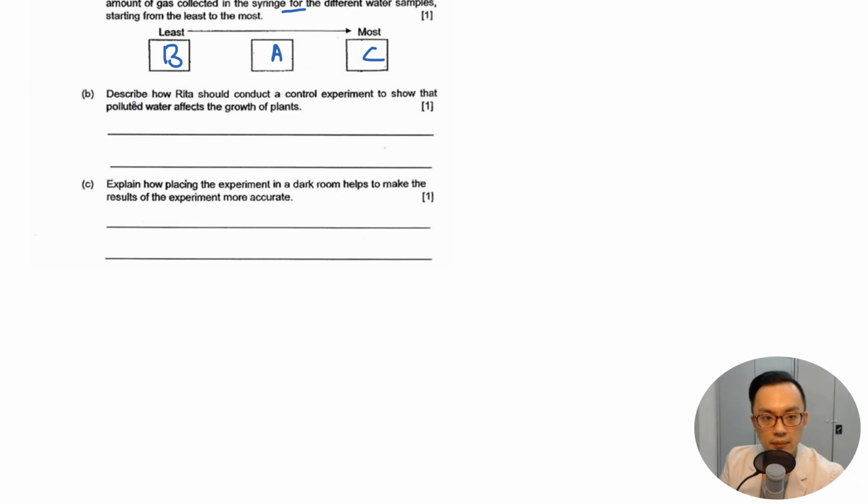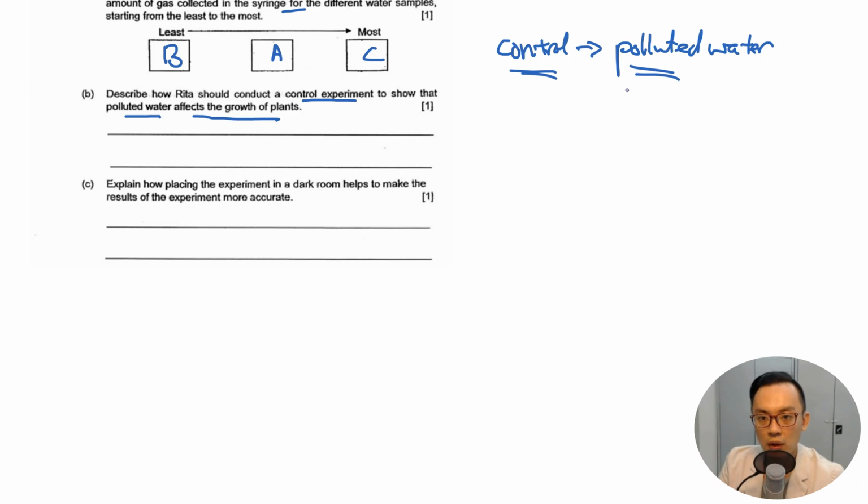Okay, let's look at this second part. Describe how Rita should conduct a control experiment to show that polluted water affects the growth of plants. So she wants to do a control to see whether polluted water will affect the growth of the plants. So what should your control be if you want to test for polluted water? So your control should be non-polluted water. Alright, do you understand? So you need to find non-polluted water in order to find out what affects the growth of the plant.